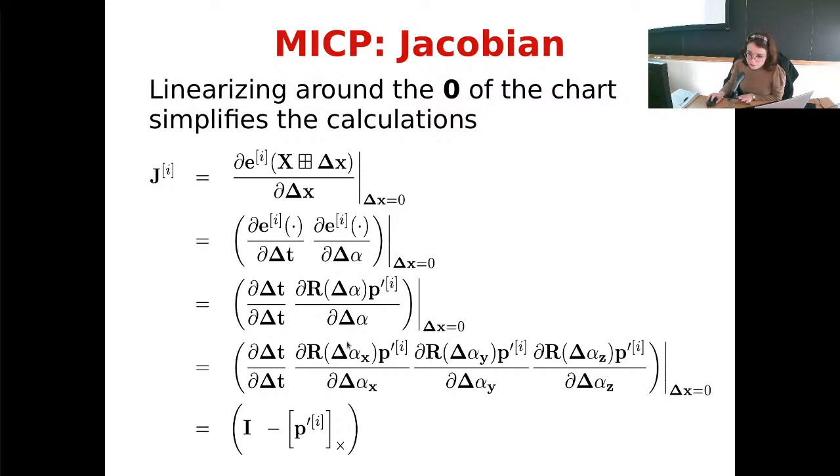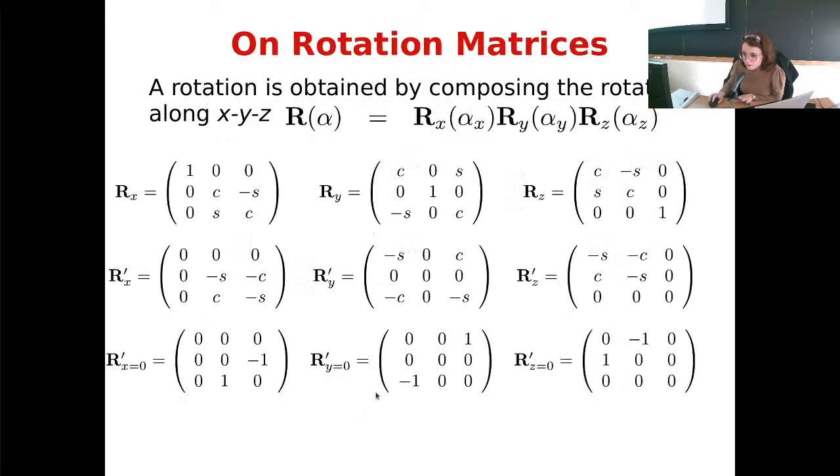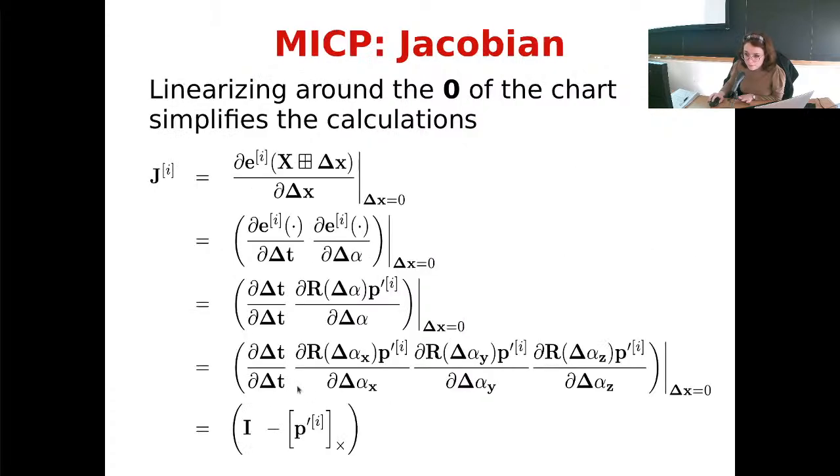So let us focus just on the first one. And always recall that we are computing this at delta alpha x equals 0. This is fundamental. So let us focus for a second on just the derivative of R delta alpha x with respect to delta alpha x. Then you go back to the previous slide, and you see that you have to consider this particular matrix here, 0, 0, 0, 0, 0, minus 1, and 0, 1, 0, which gives you, multiplied by pi prime, 0, minus pi prime z, and pi prime y.